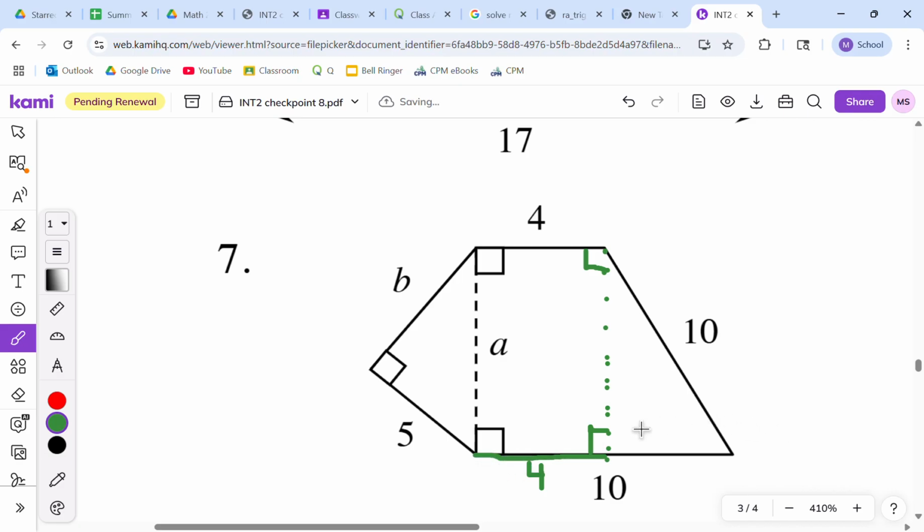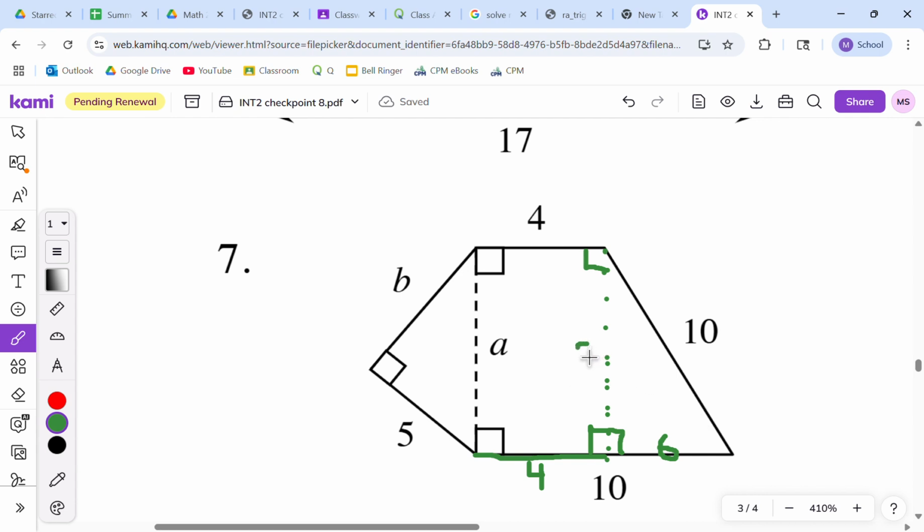And the reason why that helps me is because if that whole bottom there is 10, then I know that this right here is 6. And if that's 6, this is a straight line, so that's a 90-degree angle, so that means that this is also a 90-degree angle. And that means that this is a right triangle here on the right side. That's a right triangle with a 6 and an unknown.